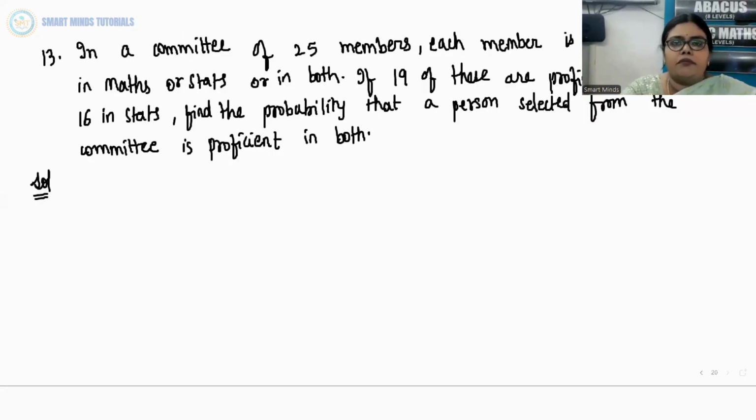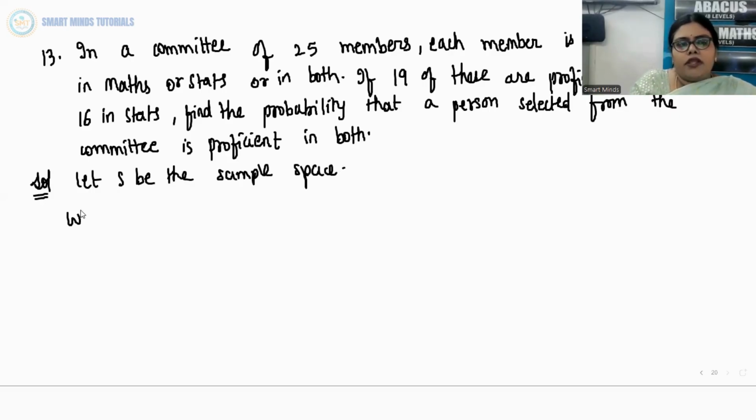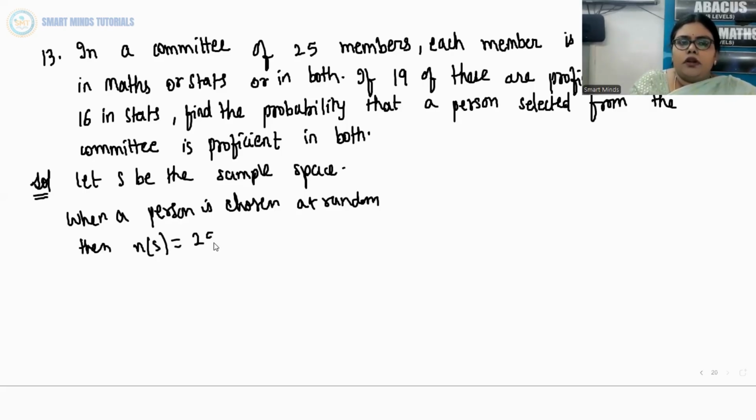In a committee of 25 members, each member is proficient either in maths or stats or in both. If 19 of these are proficient in maths, 16 in stats, find the probability that a person selected from the committee is proficient in both. So let us say S be the sample space. So when a person is chosen at random, then N of S is equal to 25C1. That is 25.